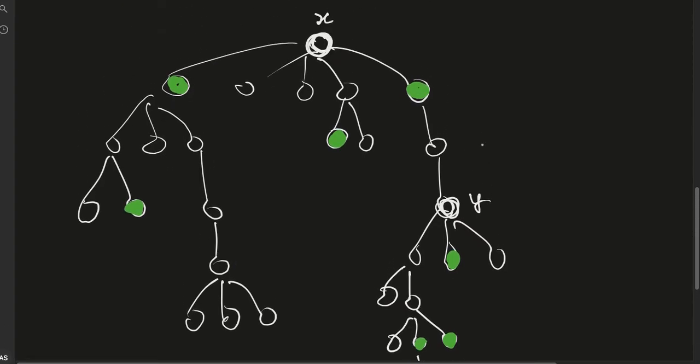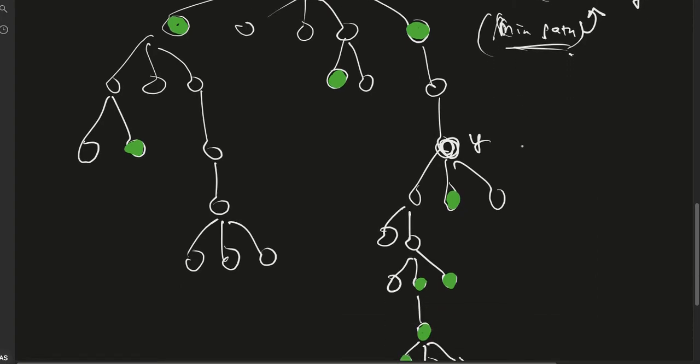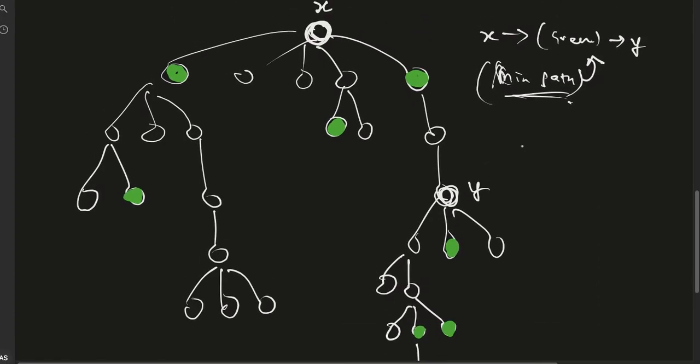By marked, what we mean is we need to go from x, visit all the green vertices, and then eventually go to y. And we need to find the minimum path, the path with minimum length, for doing so. The way we solve this question is by first identifying that since we need to go from x, it might be helpful to root the tree at x.